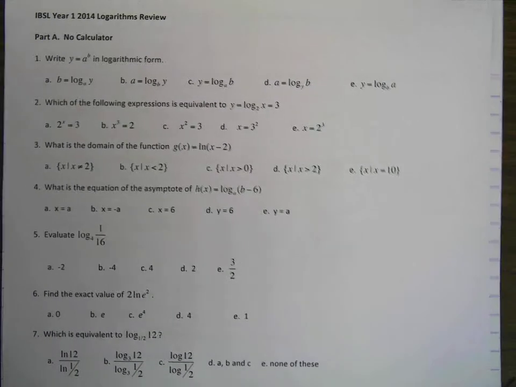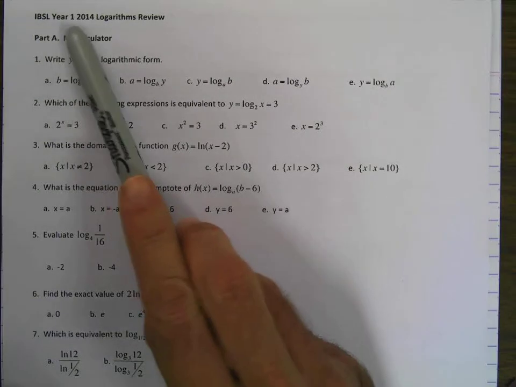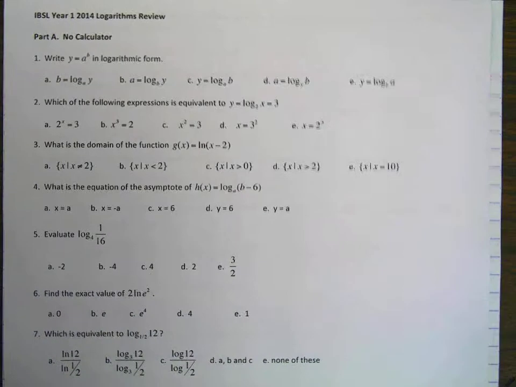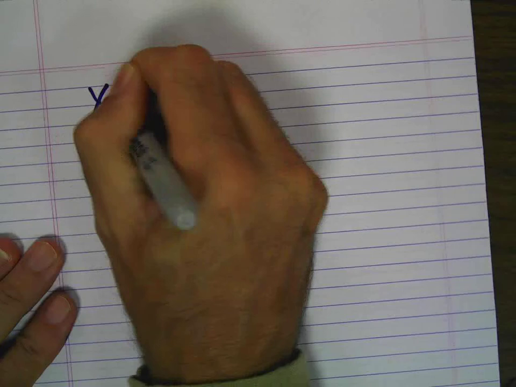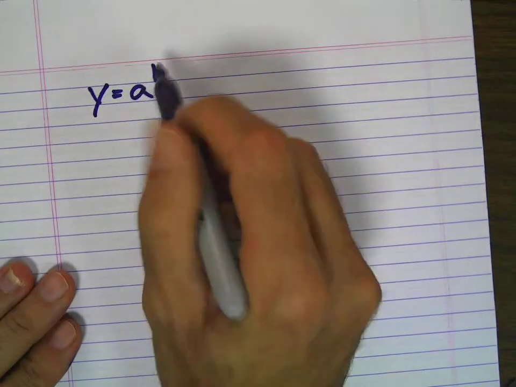All right, we're going to start working our way through this 2014 logarithms review very quickly. Here we go. Number one says write y equals a to the power of b in log form.